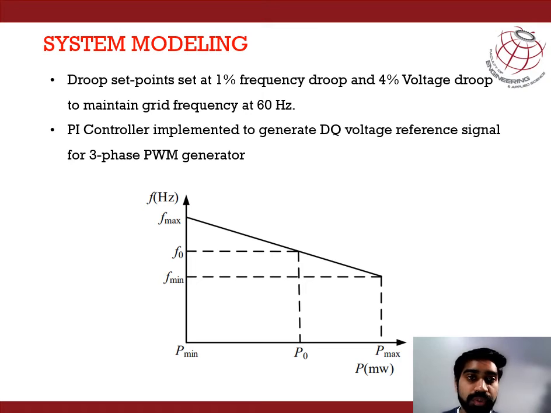As we have proposed frequency control by the droop control method, it is very important to set the frequency droop set points and the voltage droop set points as well. As shown in the figure, if active power increases, frequency decreases, and vice versa. If active power decreases, frequency increases. So group control maintains frequency in between the frequency set points.